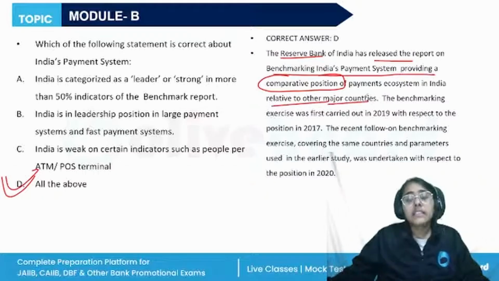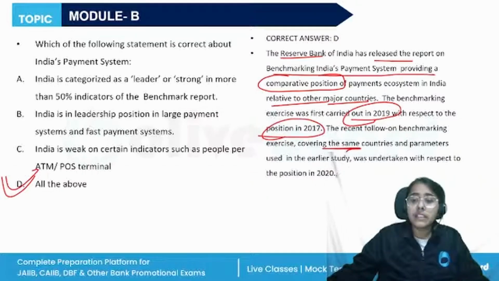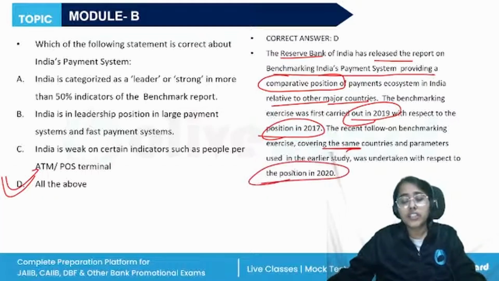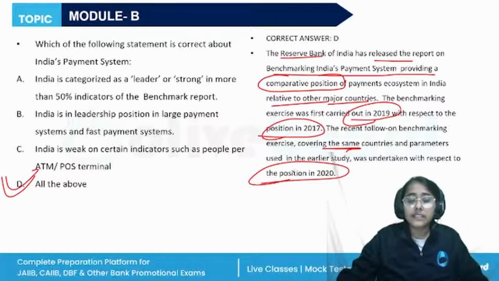We compare the performance of India's payment system with other major countries. The first benchmarking exercise was carried out in 2019 with respect to the position in 2017, and the latest one has been done covering the same countries in respect of the position in 2020. All right, so according to this benchmarking exercise, we are leaders or strong in respect of 25 parameters out of 40, weak in respect of 8 out of 40.